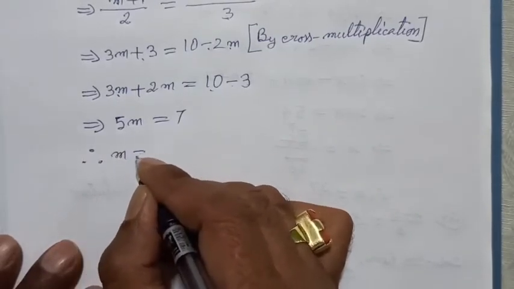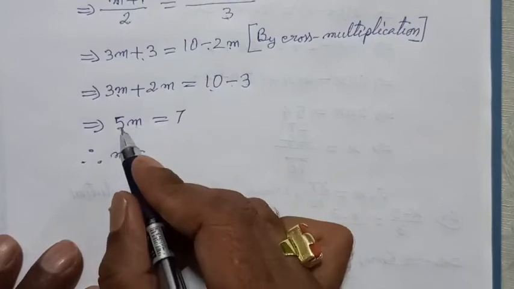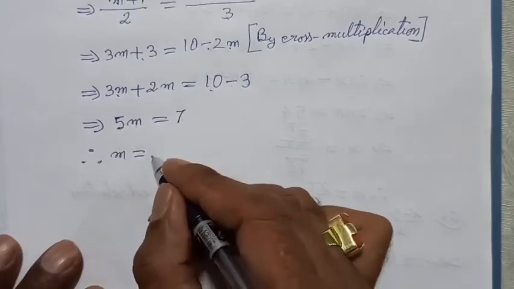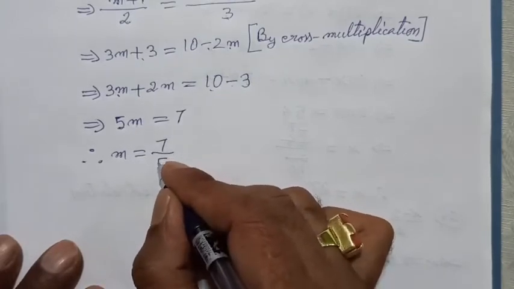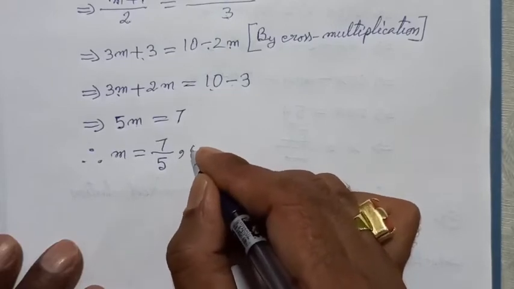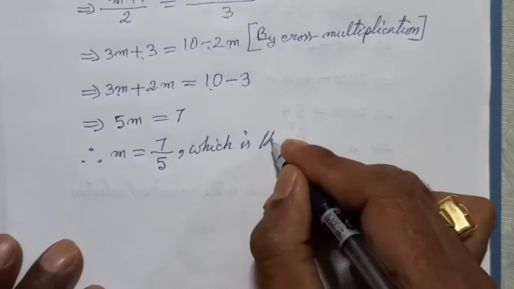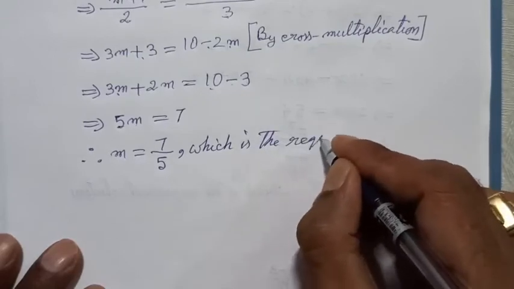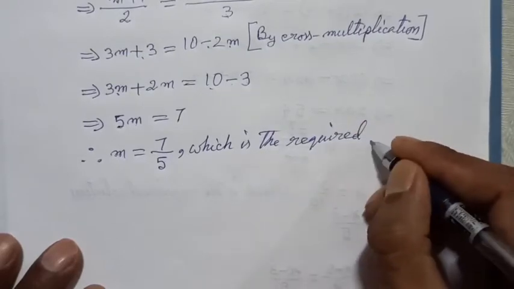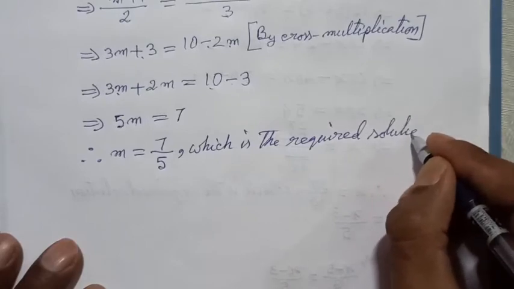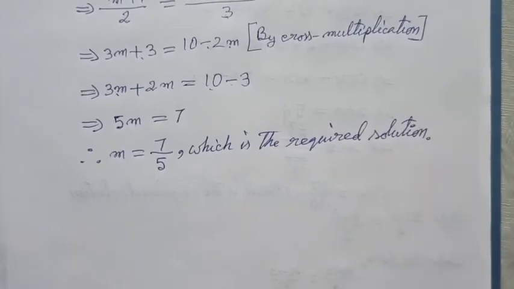Therefore, m is equal to, if we want to find out m, then 5 will divide to the other side. 7 is dividing by 5, which is the required solution. Here this question is over.